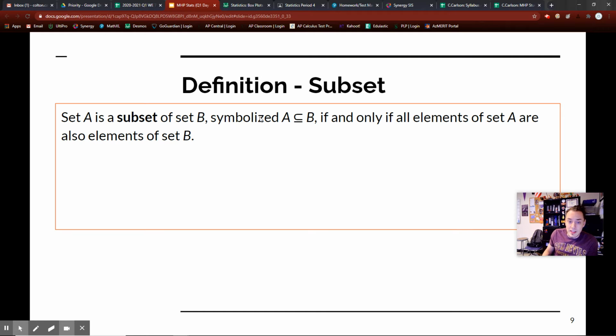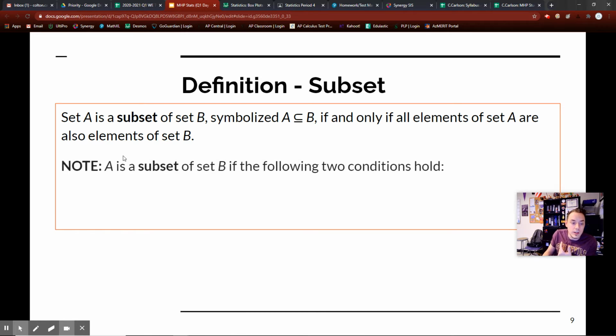So A is a subset of B, symbolized by this notation, which I told you already, if and only if all elements of set A are also elements of set B. So you can't be a subset in my class if you're not part of the class. If I say Sally and Barbara are females in my class, they are a subset of my class because they're both sophomores. They first need to be part of my class. They can't be a subset if they're not part of the actual set of my class. Does that make sense? So let's go on.